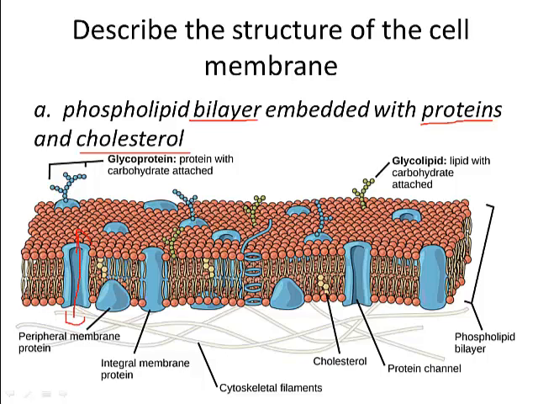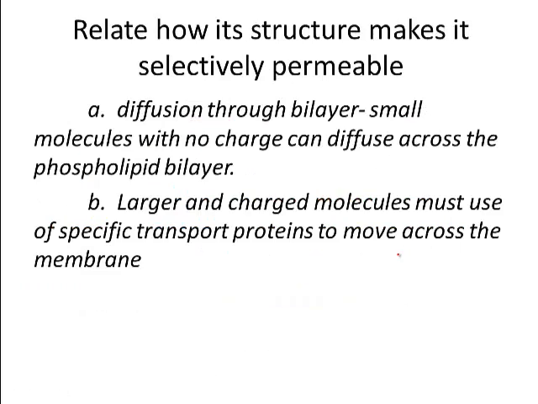Some of them are used for recognition, like this guy here has a carbohydrate chain attached to it, and that's going to allow the cells to recognize each other. Some of them are enzymes, like this one here might be an enzyme protein. You also have the cholesterol in there, which is strengthening the entire membrane. And remember, the phospholipid bilayer is that you have two layers of these individual structures, and each of these little things right here is an individual phospholipid, and they arrange themselves. And so the molecules, when you talk about how molecules can move through here, that's what our next part is.